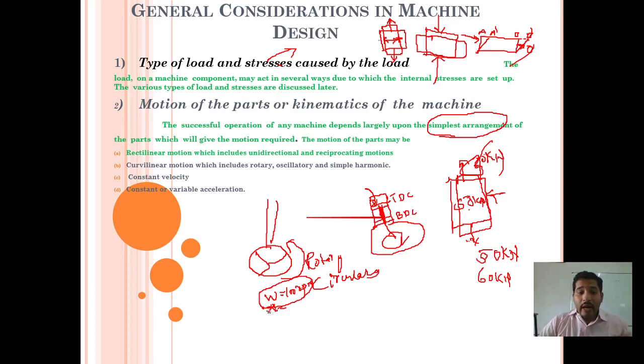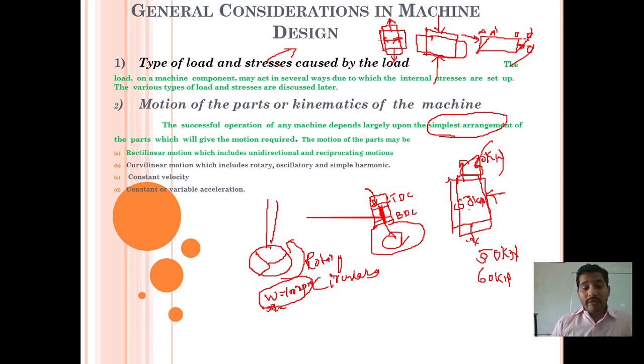So in the motion of the part, or kinematics of machine, we have to arrange the parts in such a way that they will give the required motion. Is it right? So how is the motion? In which direction is our fan rotating here? It moves in a circular direction, a rotary direction. So rotary direction is an example of curvilinear motion.